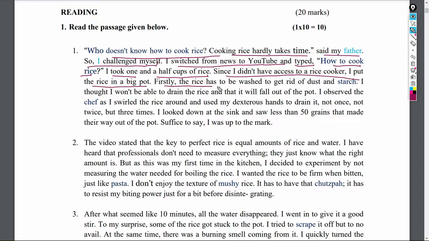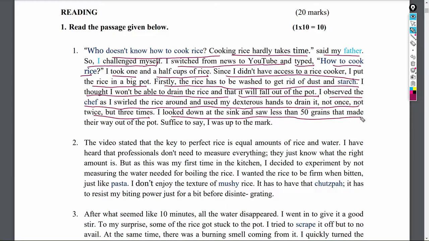Firstly, the rice has to be washed to get rid of the dust and stirs. I thought I won't be able to drain the rice and that it will fall out of the pot. I observed the chef as I swirled the rice around and used my dexterous hand to drain it. Not once, not twice, but 3 times. I looked down at the sink and saw less than 50 grains that made their way out of the pot. Suffice to say, I was up to the mark.